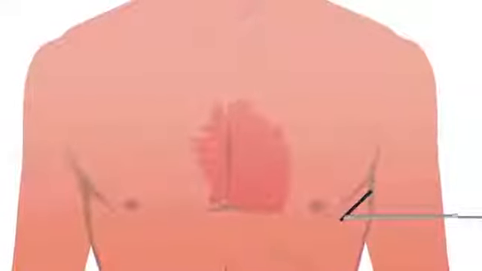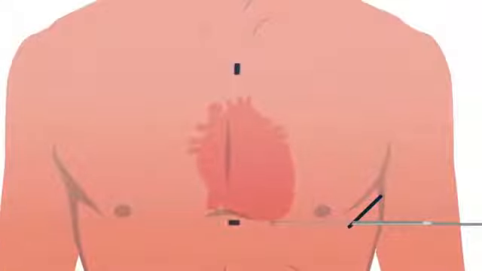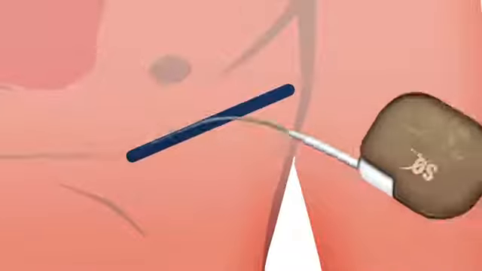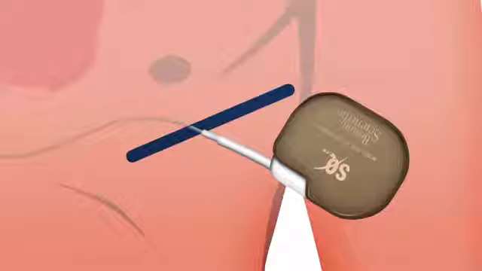An incision is made on the left side of the chest. A pocket is formed under the skin where the S-ICD device is fitted. 2 small incisions to the left of the breastbone allow the electrode from the S-ICD to be placed just under the skin. The electrode is then attached to the S-ICD device.